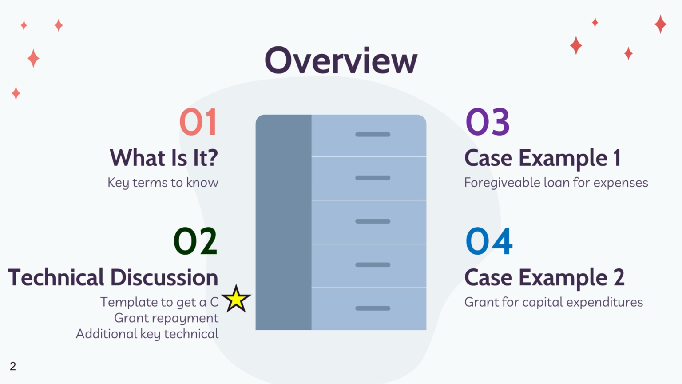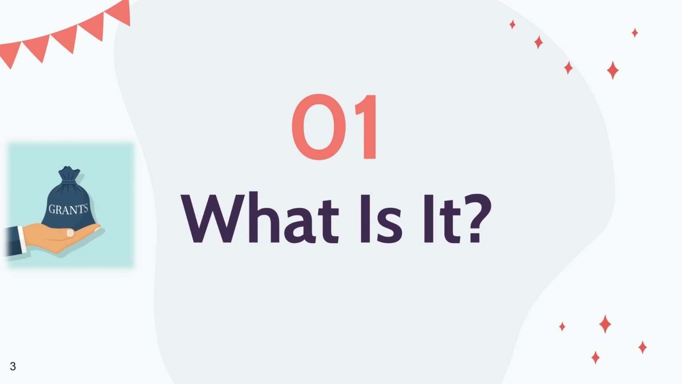The next section is going to be a case example of a forgivable loan for expenses. And then we're going to go through another example of a government grant where it's for capital expenditures. Now let's go into our first topic, defining what is a government assistance and a government grant.